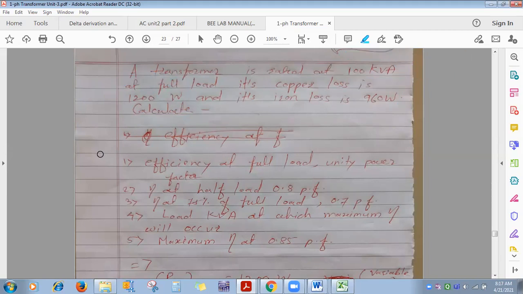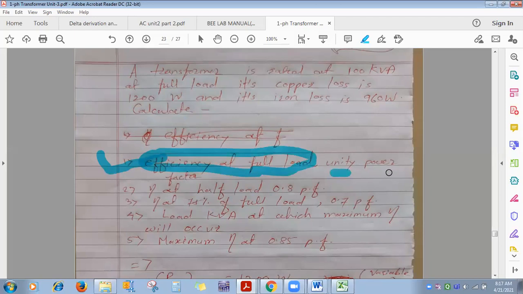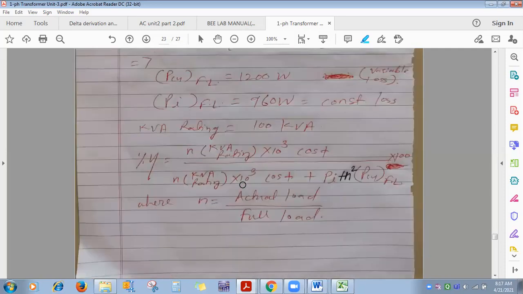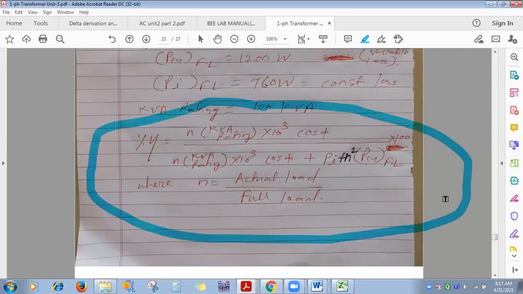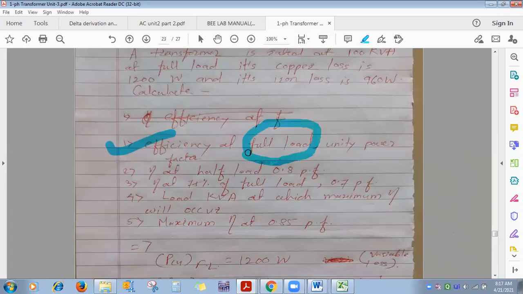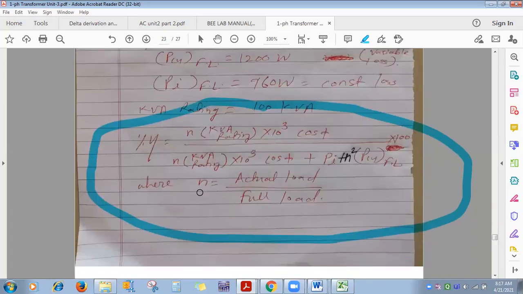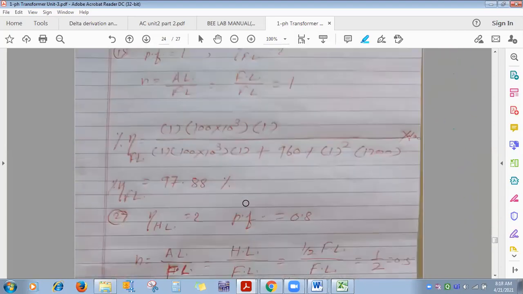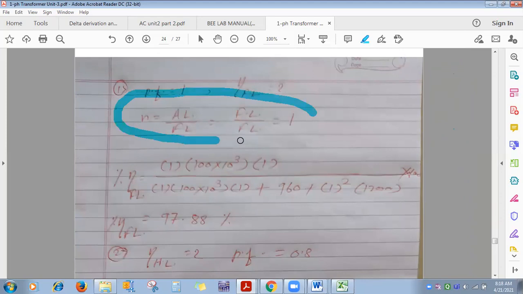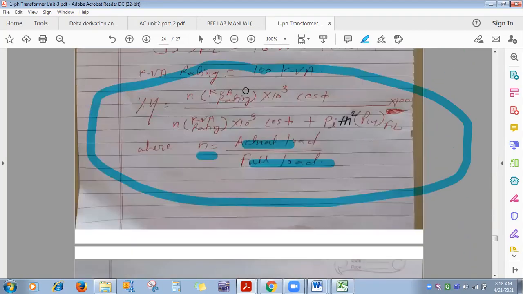See next. You have been asked to calculate the efficiency at full load. And what is the load power factor? That is also given: unity power factor, meaning the power factor of the load connected across the secondary. So easy. You know the efficiency formula. What is the value of N here? N means actual load upon full load. So full load upon full load, what will N be? 1. In this formula, you have to put 1.